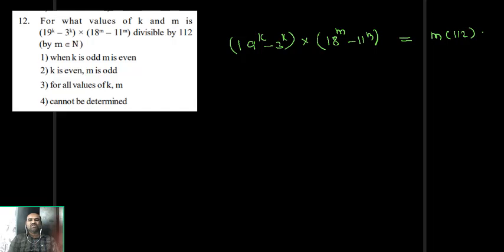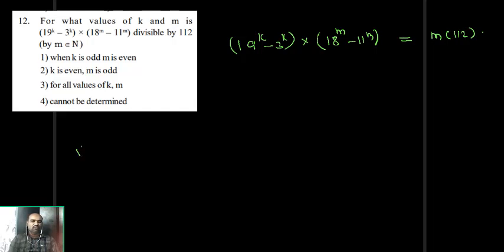This is our first problem. For what values of k and m is (19^k − 3^k)(18^m − 11^m) divisible by 112? First of all, it should be a multiple of 112, such that we want to find the m and k values.